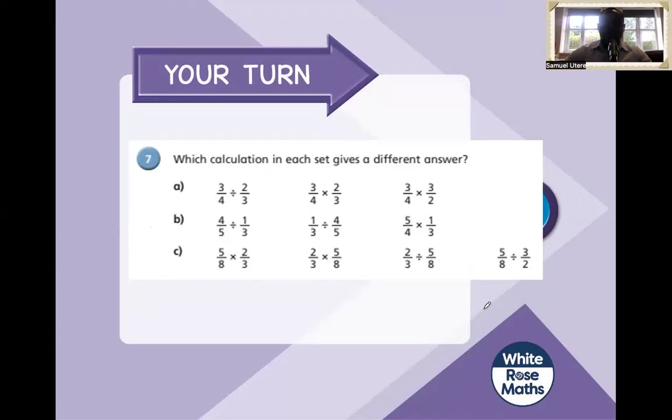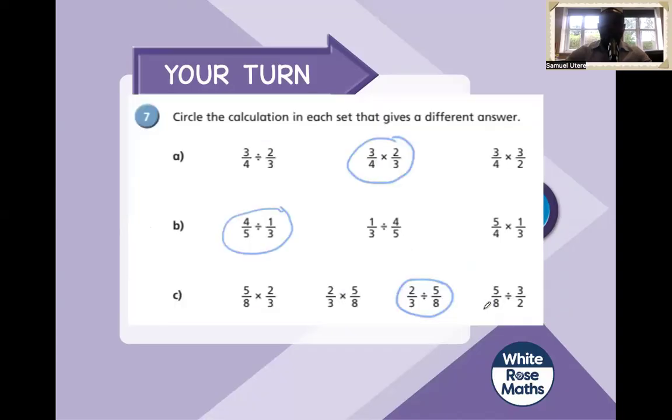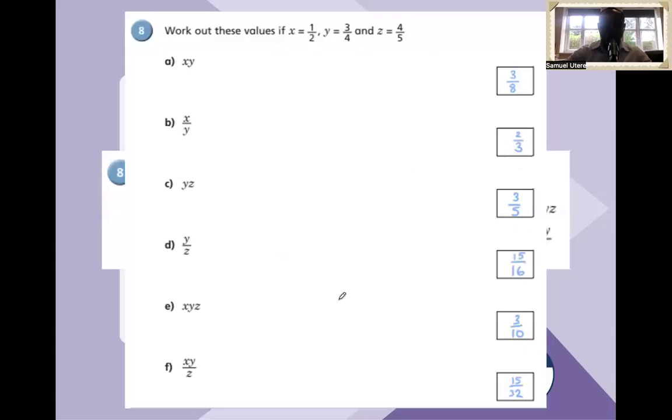Assuming you've paused the video and you've answered question 7, here are the answers. Let's discuss them. So for question 7, you were asked to circle the calculation in each set that gives a different answer. So this would require you to go through the calculations using your knowledge, and you would find that these are the ones that will give different answers compared to the other calculations there. For question 8, we're going to discuss it real quick.